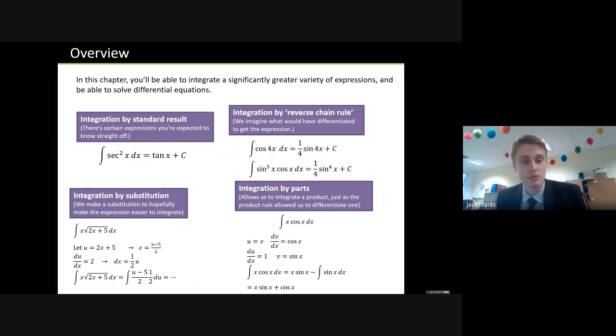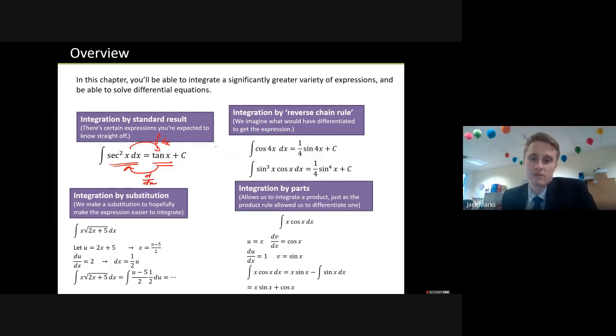So, standard results, which is our first lesson, is about how, if we think about differentiation, tan becomes sec squared. So, by knowing that tan becomes sec squared, instead of differentiating, you can integrate, as long as you remember the C. Okay, that's the first one.